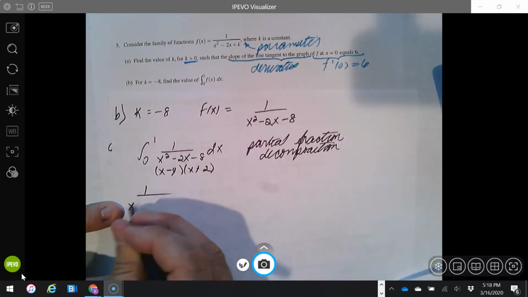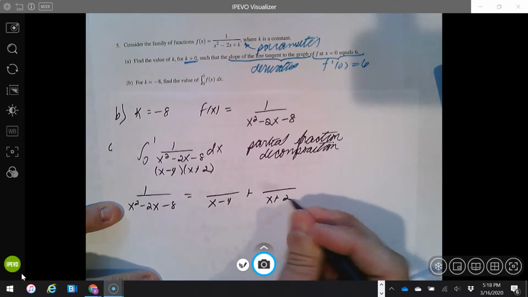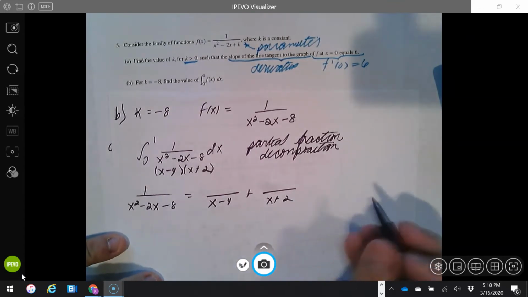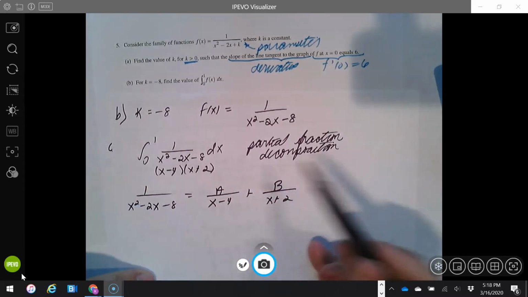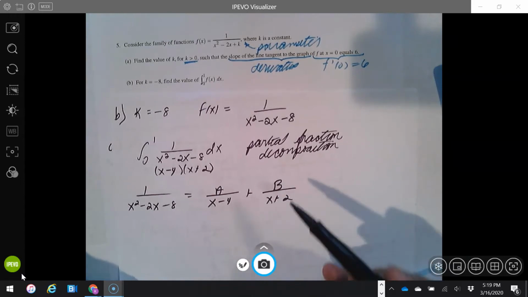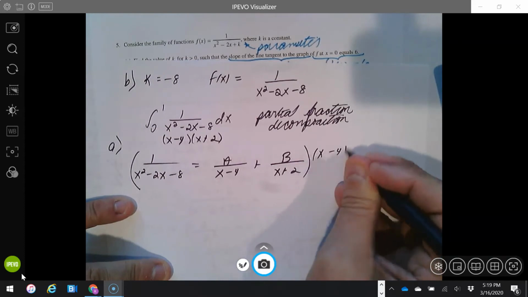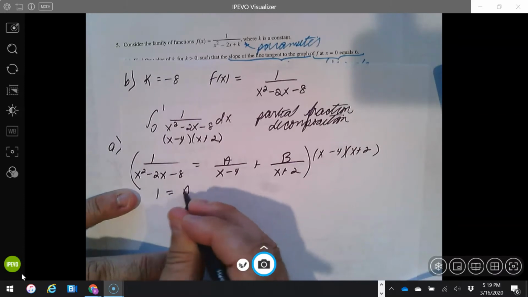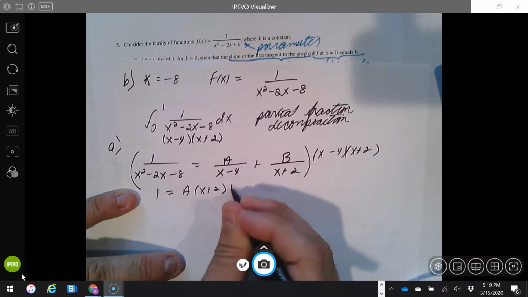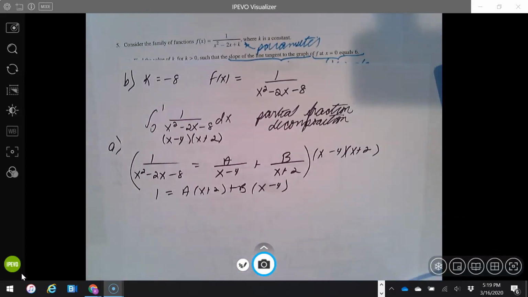So that means now I'm going to look to rewrite this fraction as a fraction that has x minus 4 in the denominator and a fraction that has x plus 2 in the denominator. My denominators are linear, so my numerators will be constants. Maybe they're the same constants, maybe they're different. To solve this equation, I'm going to multiply everything through by that common denominator again. That changes the equation to 1 equals a times x plus 2 plus b times x minus 4.